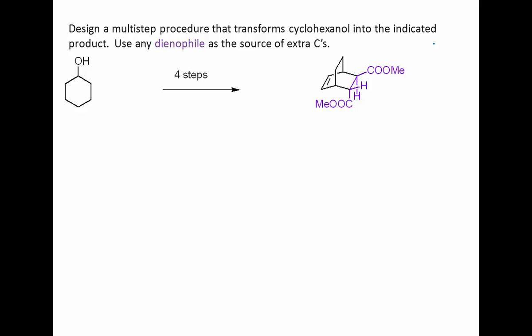let's see, we're going to do a problem here: design a multi-step synthesis for this compound. You're going to have to use a dienophile of your choosing as the source of extra carbons. All right, so if you want to look at this molecule here, again, pause it and try it yourself before looking at my answers, okay? There's 2 cyclohexadiene units here, okay?